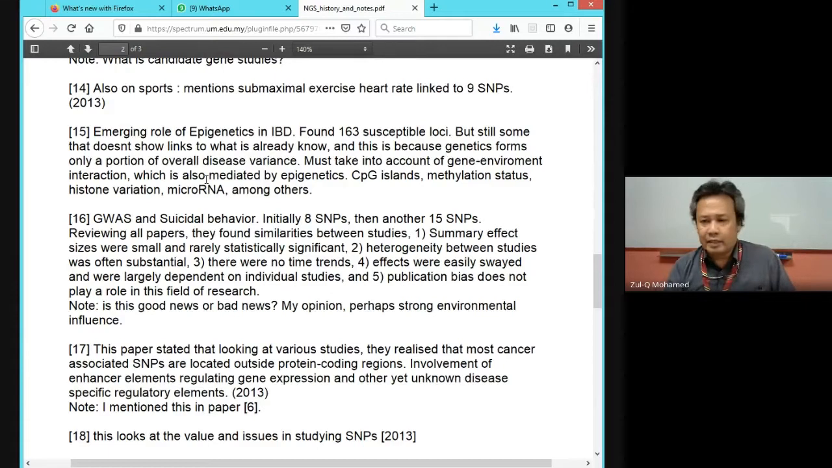Histone modification, and here it says CpG islands. You know what CpG islands are, right? CG, CG, CG, CG, the occurrence of CG in particular regions. Methylation, because these are hotspots for methylation. Methylation is whether they're methylated or not. Histone variation, whether the DNA is compact or not. MicroRNA, among others. So this says you need to look at all this, not just the genes, they said.